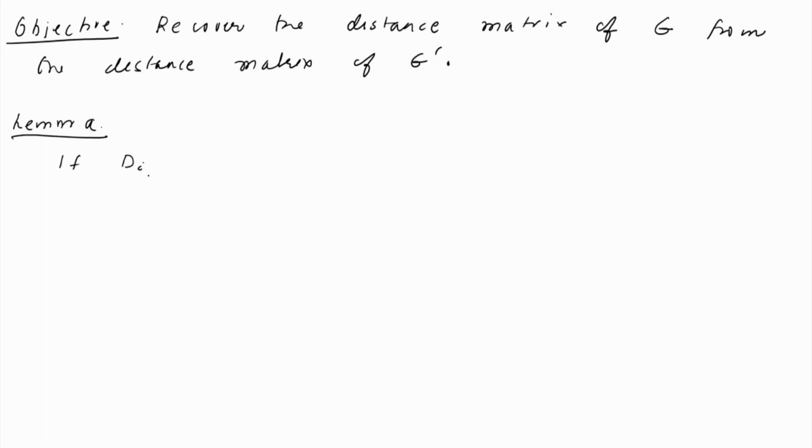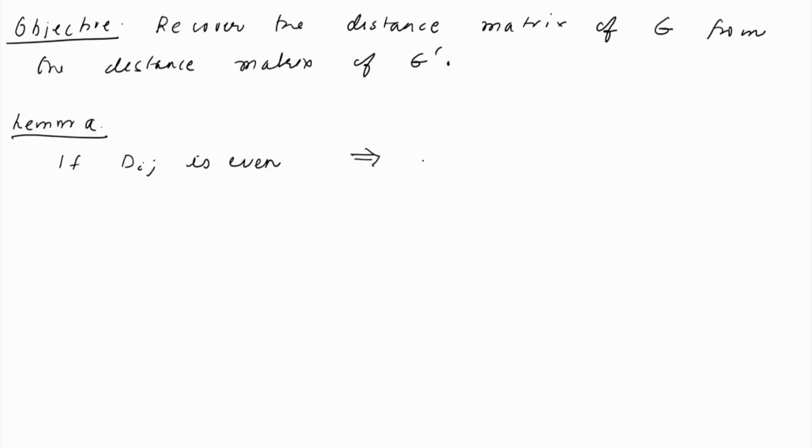If dij is even, where dij denotes the distance between i and j in graph G, this would imply that dij is equal to 2 times d prime ij. Okay. So, d prime ij is the distance between i and j in this squared graph, and if dij is odd, this would imply that dij is equal to 2 times d prime ij minus 1.